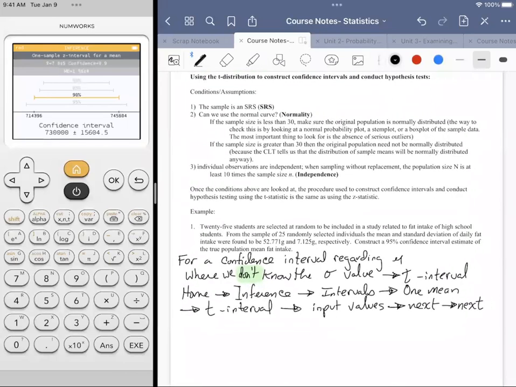25 students are selected at random to be included in a study related to fat intake of high school students. From the sample of 25 randomly selected individuals, so that's my n value, the mean and standard deviation were 52.771 and 7.125. Now this is for the sample specifically. So this is my X bar, and this one is my S, S for sample standard deviation. We're still looking for 95% confidence though.